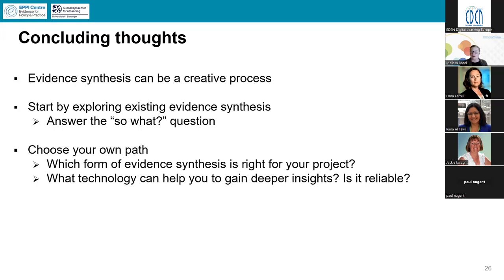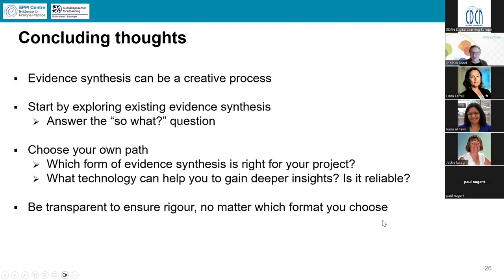You may find that, well, actually, I need to do a mapping review with a little bit of bibliometric analysis thrown in for good measure. That might be the way that you can answer the research questions that you have. You really need to think about what your research questions are, what you're hoping to get out of it, and how then will this form of evidence synthesis answer that, as well as thinking about the technology that can help you to achieve those goals and really ask yourself, is this technology reliable for what I'm asking it and what I'm needing it to do?